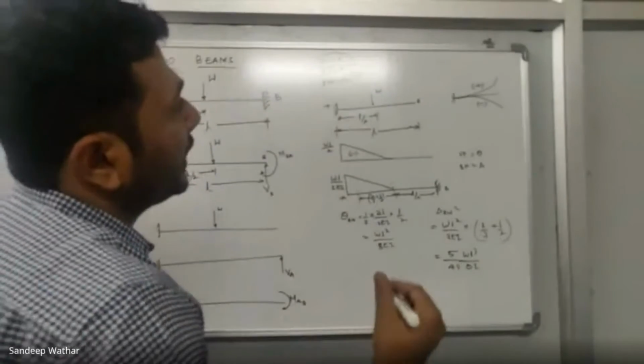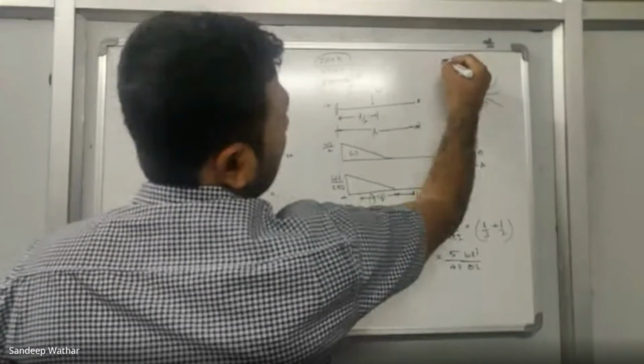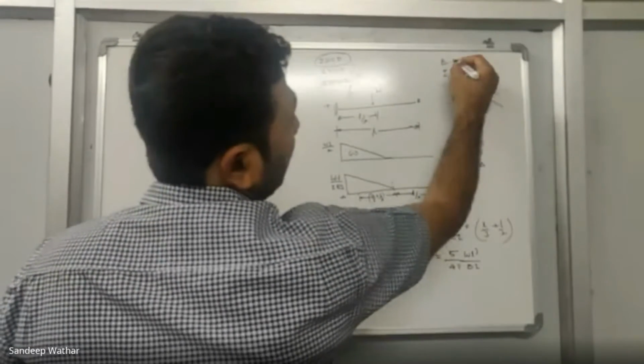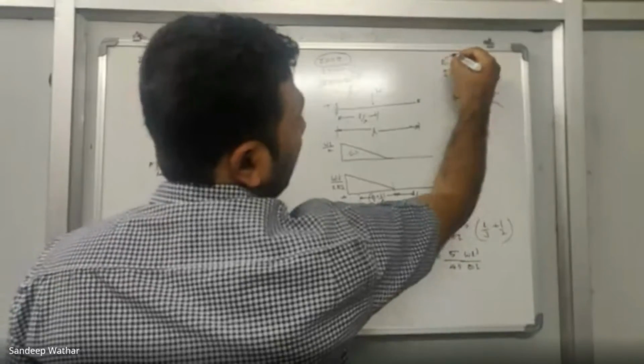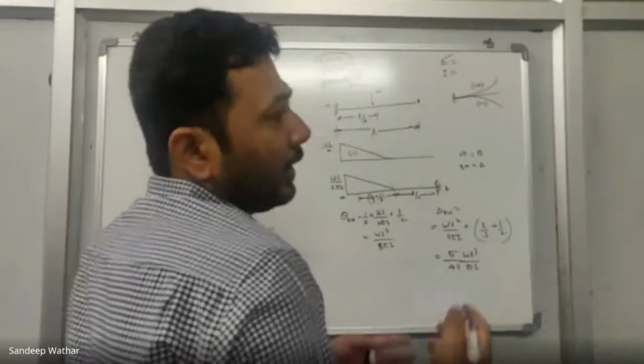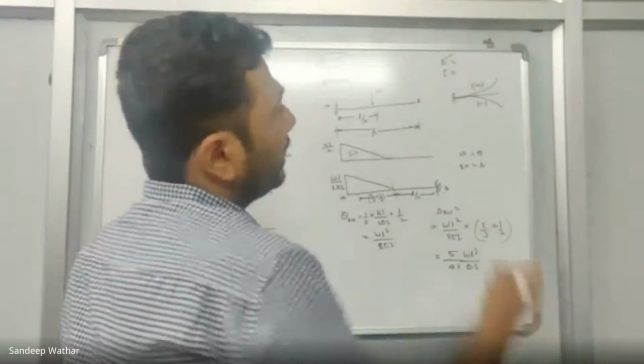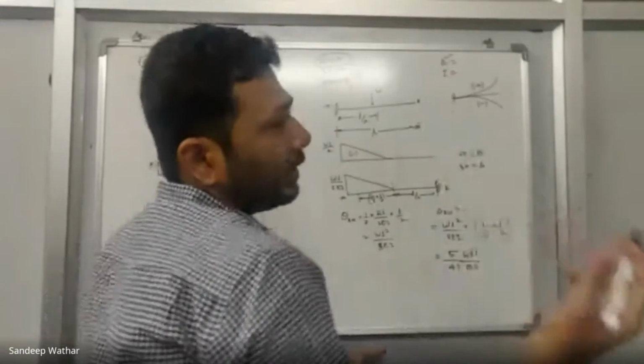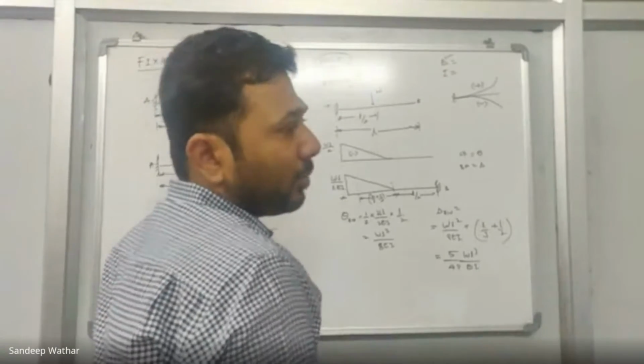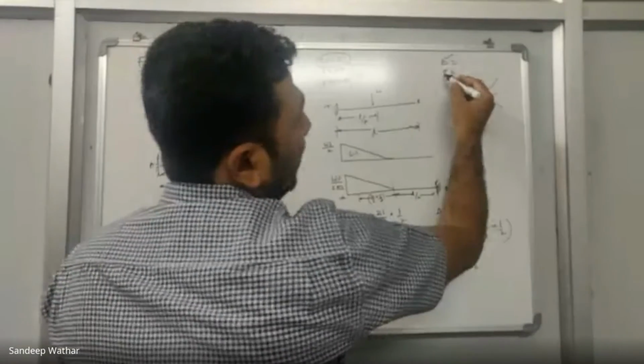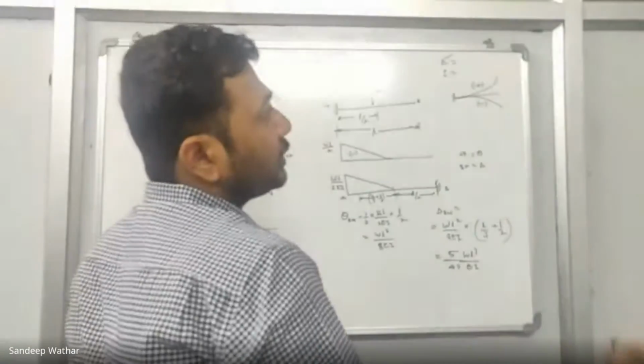I hope you all know what the EI value is. E is Young's modulus. I is the moment of inertia. So this is your material property. For example, if it is RCC, concrete or anything, the Young's modulus is constant and depends on the material property. Now, what is I? I is the moment of inertia. This is a geometric property.